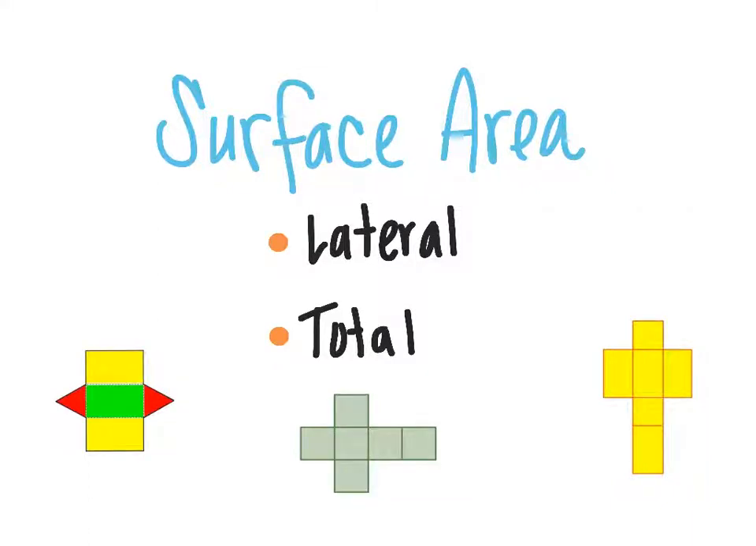This video is going to talk about surface area. We're going to discuss the two types of surface area in 3D figures, lateral and total. We're going to look at different nets and figure out what portion is lateral.